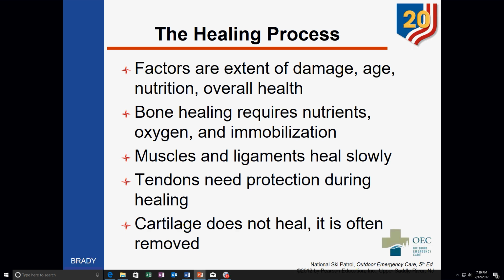Again, the healing process is affected by how much damage there is, how old the person is, and what their nutritional habits are. Muscles and tendons need to be guarded while they're healing because they don't heal very fast. You can injure them quickly, but they don't recover very fast. Cartilage doesn't heal, which is critical, and that's often when you have to have surgery.